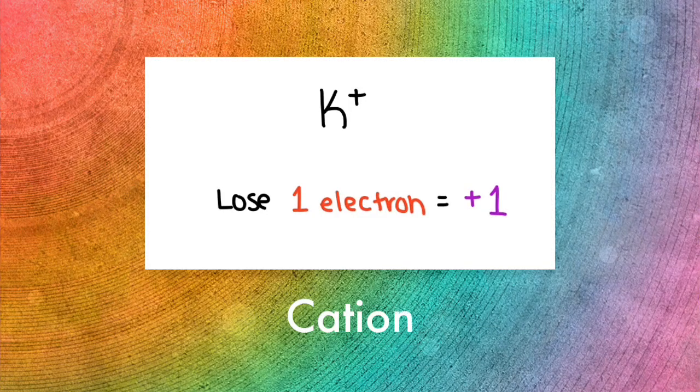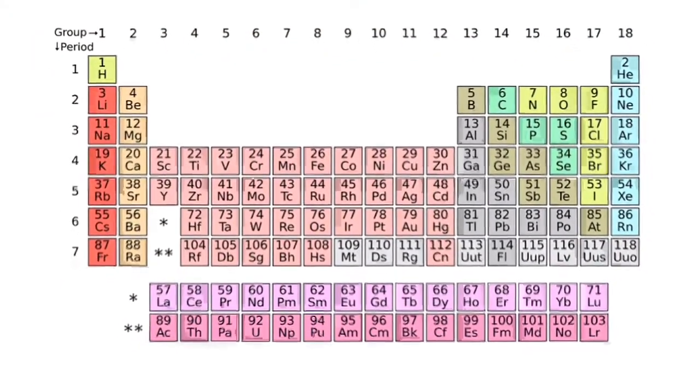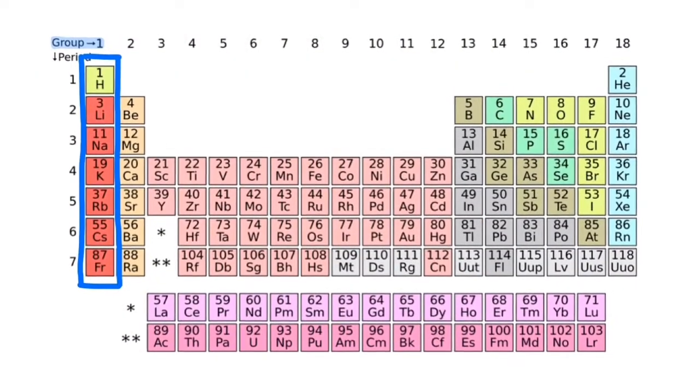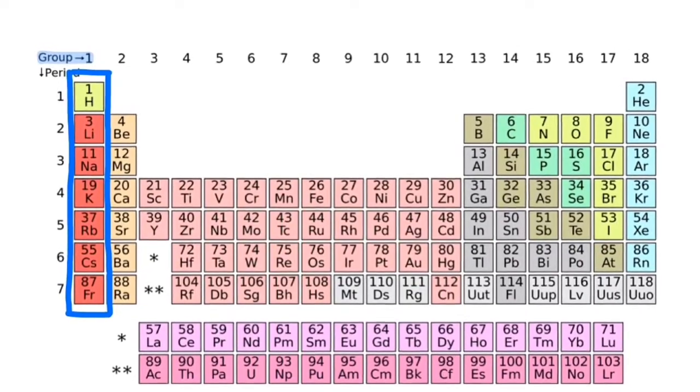A potassium ion is known as a cation because it has a positive charge. The charge is determined by looking at the periodic table. Potassium falls under group 1 on the periodic table, otherwise known as the alkali metals.